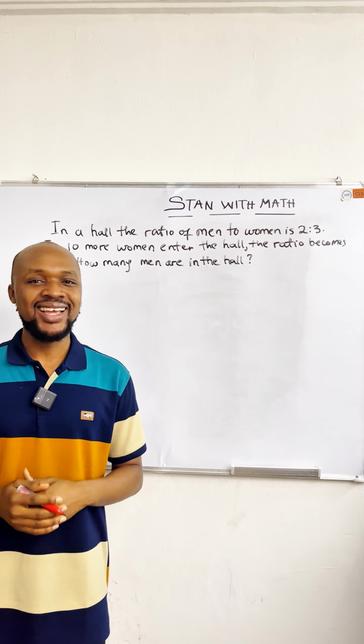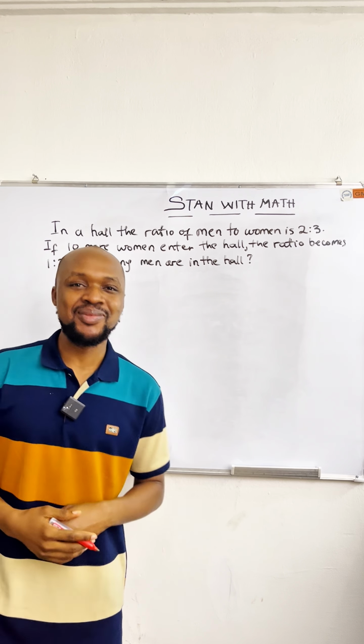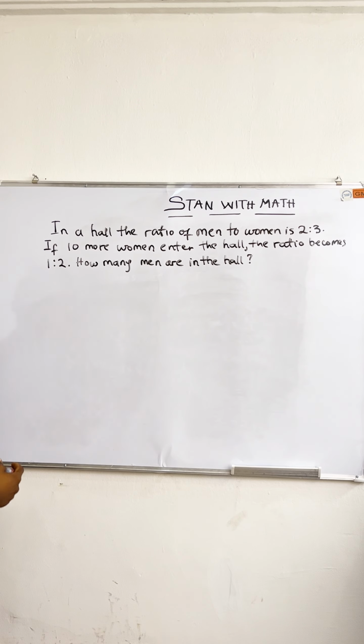So when you have a question like this, step 1, do not be afraid. Step 2, remember to start with math. Let's do this together. In a hall, the ratio of men to women is 2:3. If 10 more women enter the hall, the ratio becomes 1:2. How many men are in the hall?